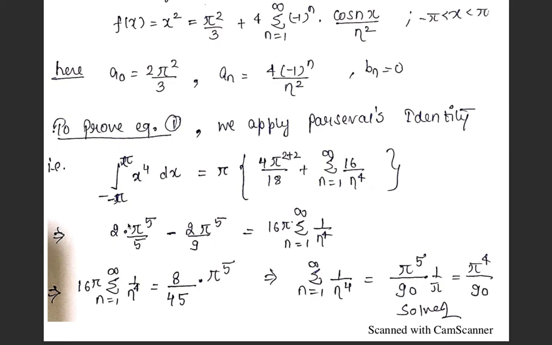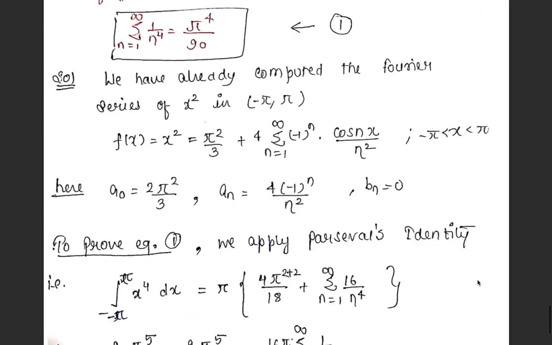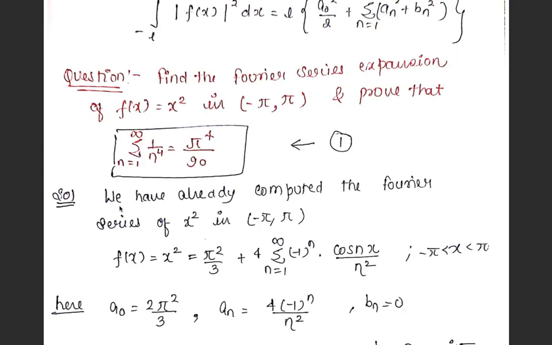On simplifying this, you can get this quantity. And on taking 16 pi to the denominator, I got the value of summation n from 1 to infinity 1 by n to the power 4 is equal to pi to the power 4 divided by 90. You can see this is the same expression which we wanted to obtain.